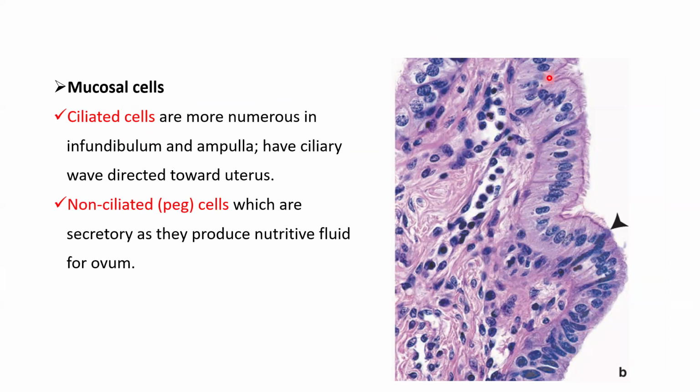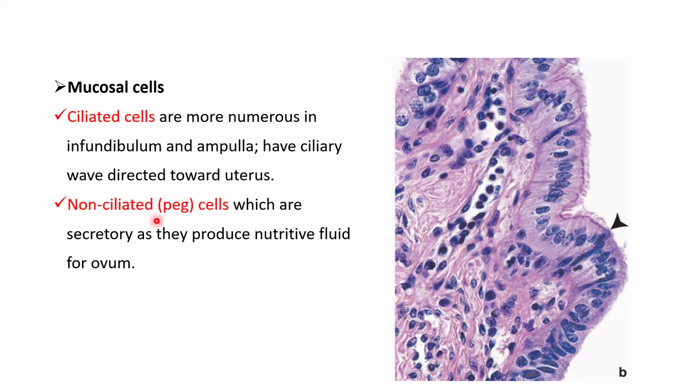And ideally, they're found inside the fallopian tube. So their function is to have that ciliary wave directed towards the uterus to enable the wafting, or the movement, of the ovum from the fimbriae at this point towards the isthmus. Okay, then the other cell types will be non-ciliated PEG cells.